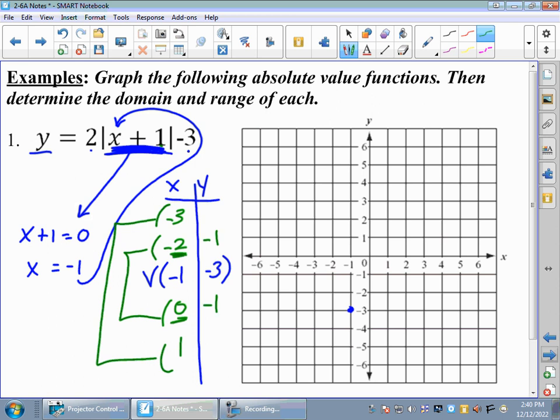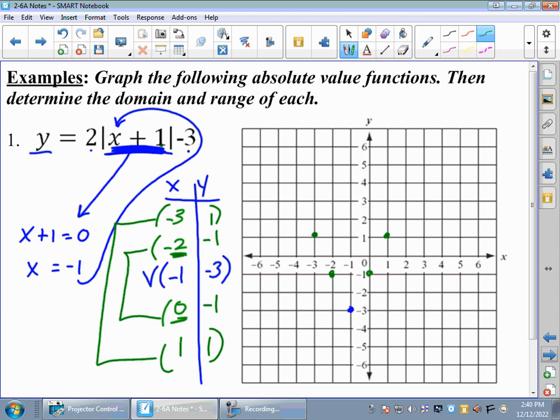And then I can either plug in 1 or -3 for my next ordered pair. I'm going to go ahead and put those on the graph, though. (0, -1), (-2, -1). And then I'm going to plug in +1 for the next point. 1 plus 1 is 2. Absolute value is 2. 2 times 2 is 4. 4 minus 3 is 1. I'm just plugging it in and doing the calculations. So (1, 1) and (-3, 1).